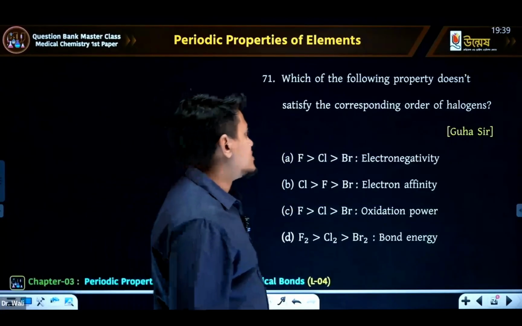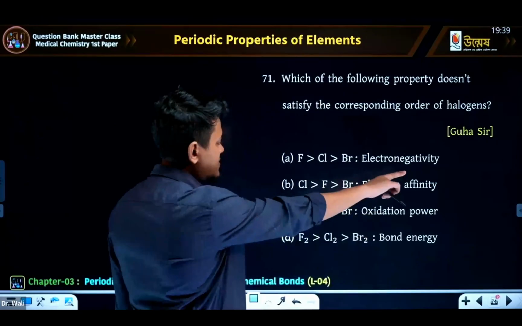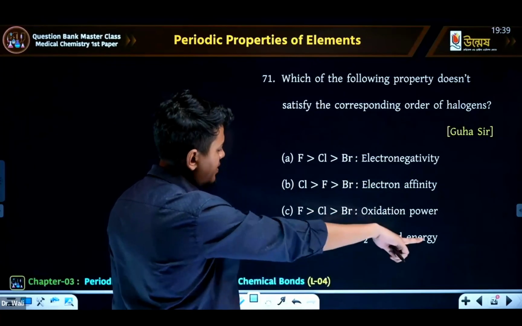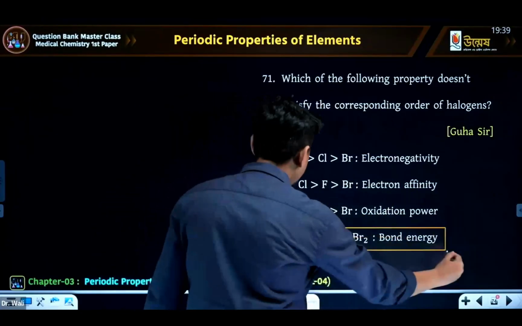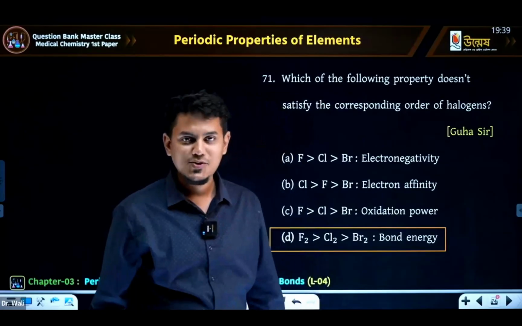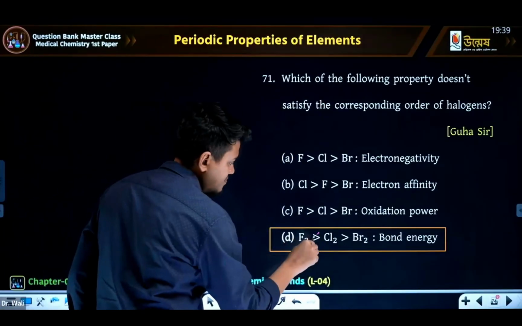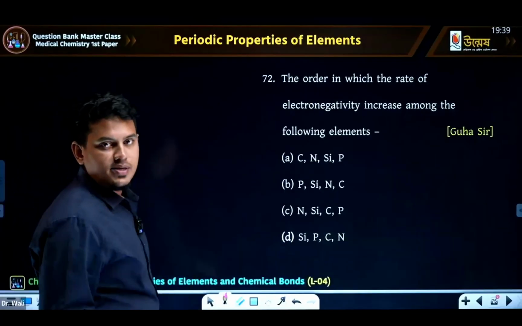Which of the following properties does not satisfy the corresponding order of the halogens? Electronegativity satisfies electron affinity, perfect. Oxidation power, so far all right. Bond energy should be higher in case of iodine, because iodine is solid, but fluorine is a gas. So bond energy should be higher in case of iodine, not in case of fluorine. The order should be in reverse. Bromine is a liquid, fluorine is a gas.